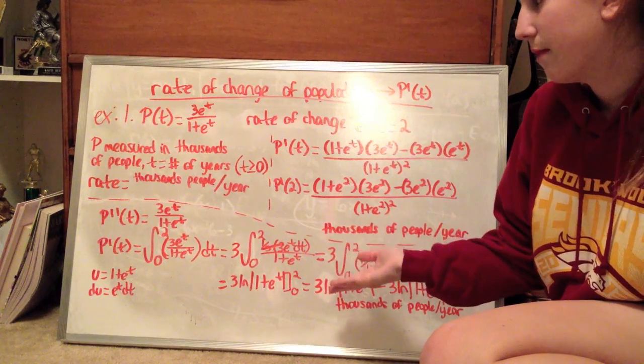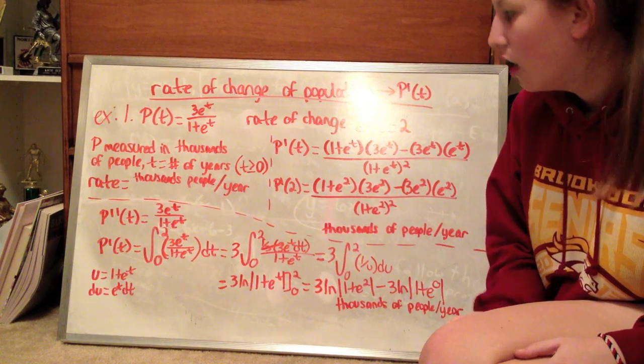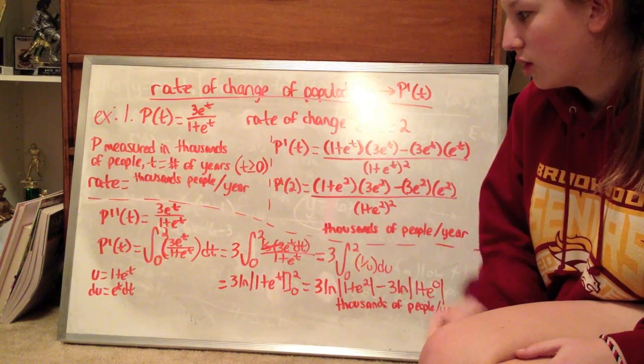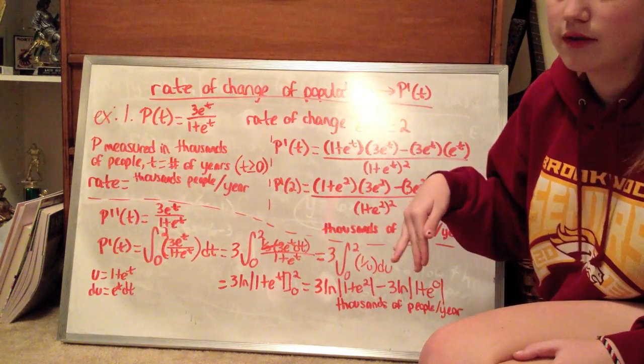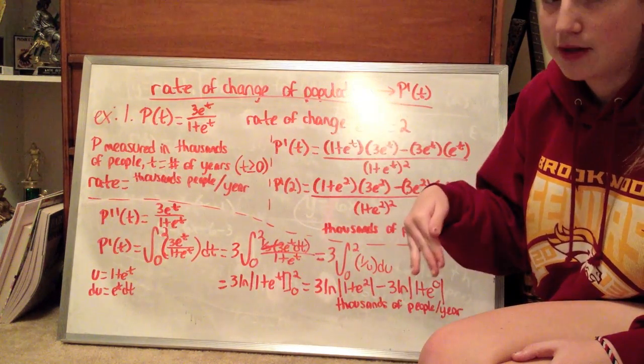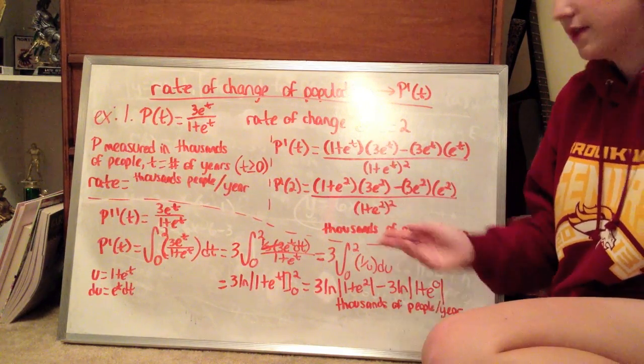I also did one at the bottom in case they give you the second derivative, which sometimes they'll do. It's really just the same thing. You just do it backwards because you do an integral. So instead of finding the first derivative by taking the derivative, you're going to find the first derivative by taking the integral. But it's still the same process.